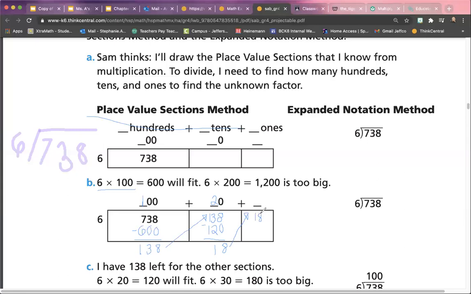And then I think to myself, how many times can 6 go into 18? Well, it can go in 3 times. I know 3 times 6 is 18. I subtract, I'm left with no remainder. So my answer is 123.